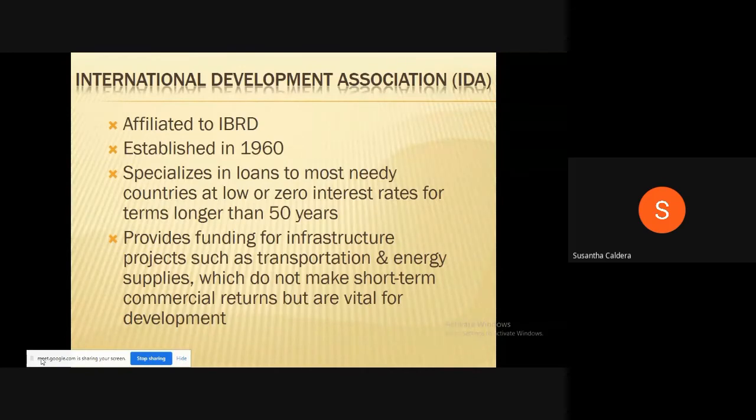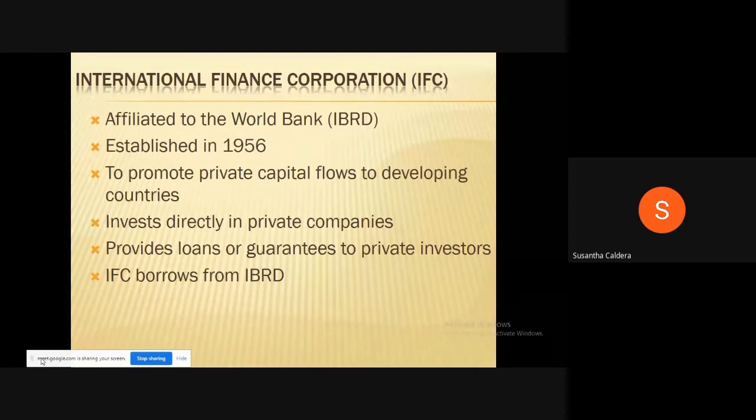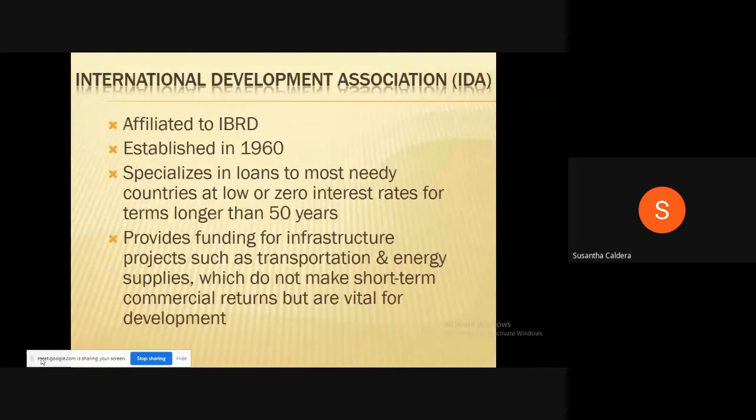Okay, right. We'll come back to the organizations. The other one is IDA. I told you IBRD and IDA, right? IDA is also affiliated to IBRD. This was established in 1960. IFC was established in 1956. IDA, the International Development Association, specializes in loans to the most needy countries at low or zero interest rates for longer terms, sometimes for 50 years. Right?